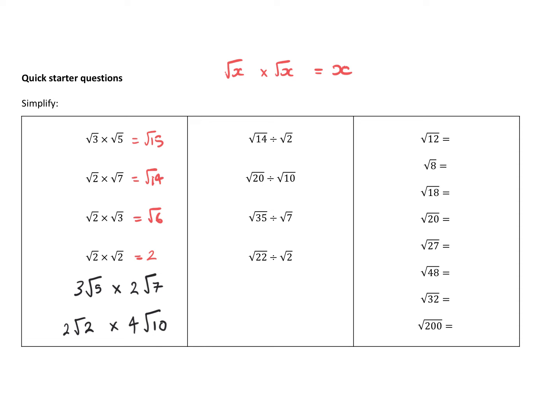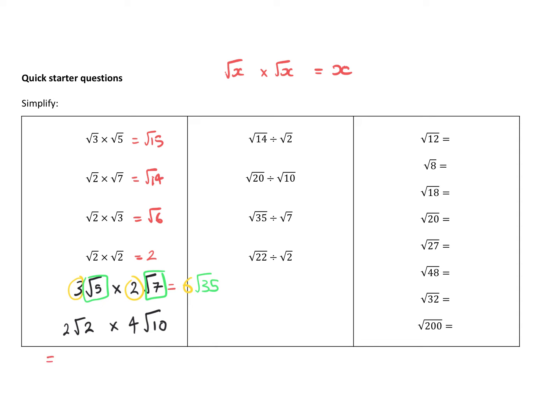Now, the next one, 3 root 5 multiplied by 2 root 7. Remember, we looked at this last lesson. The 3 and the 2 multiplied together to give you 6. And then the root 5 and then the root 7, they just give you root 35. And root 35 cannot be broken down any further because 35 does not have any square factors other than 1, which we call the trivial square factor because we can't really use it to break anything down.